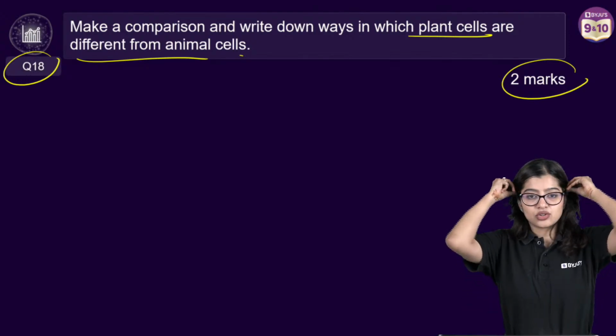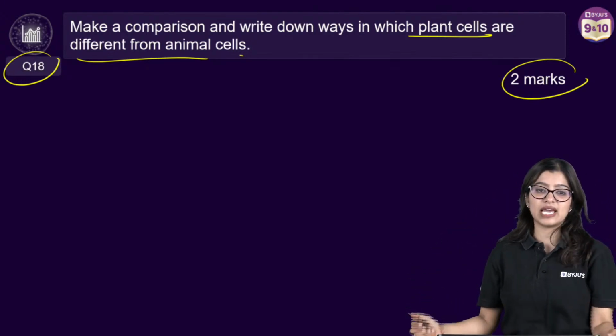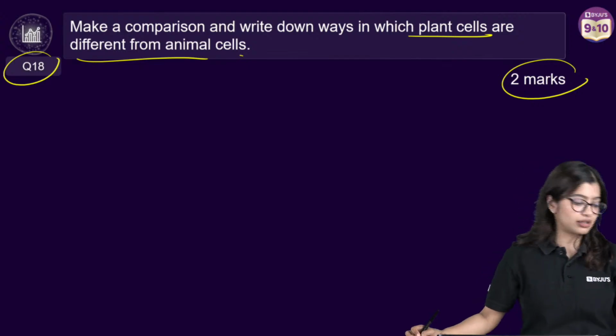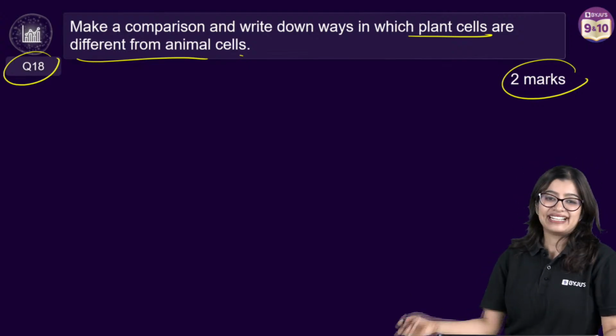Ma'am, I did not understand this. Zaid, you will have to be specific as to what you have not understood. This is very easy.